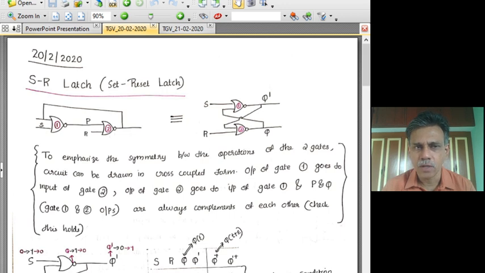Then we will use the SR latch as a building block and construct other kinds of latches, in particular the D latch, then the T latch, and then the JK latches. This will form the basic blocks using which we will later construct the edge-triggered flip-flops. So we will recollect the working principle of the set reset or the SR latch.